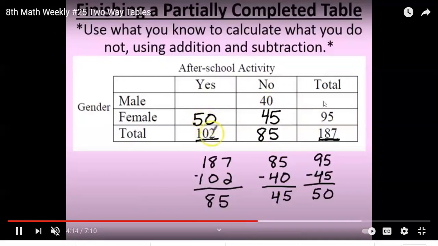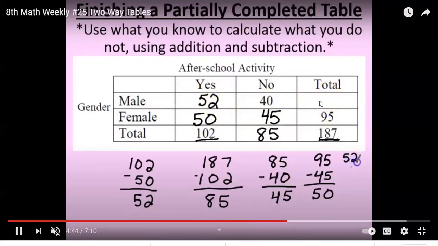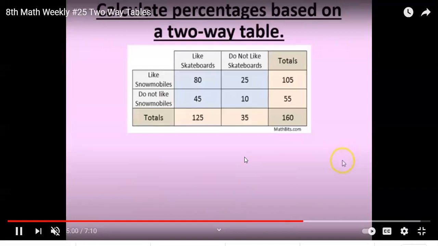We want to find the total at the top. We said that the total was 187, and here we have those who said yes, 102 minus 50 to find the males who said yes. So in any direction, the order is not important, but you have to fill in all the missing parts in the table. Now we want to find the total, so we add 52 plus 40, and the total here will be equal to 92. To be sure of your answer, you add 92 plus 95, it will be 187. 102 plus 85 will be 187.